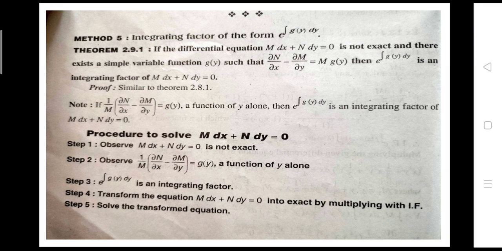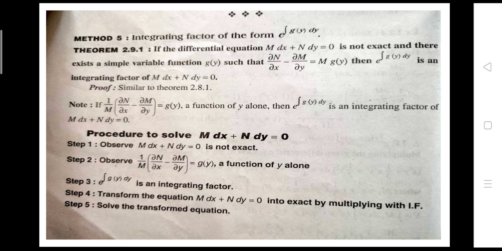Now note 1: if 1 by m into dou n by dou x minus dou m by dou y is equal to g of y, a function of y alone, then e power integral g of y dy is an integrating factor of m dx plus n dy is equal to 0. Now we need to know about the procedure for the above theorem. So what is the procedure? Procedure to solve m dx plus n dy is equal to 0.